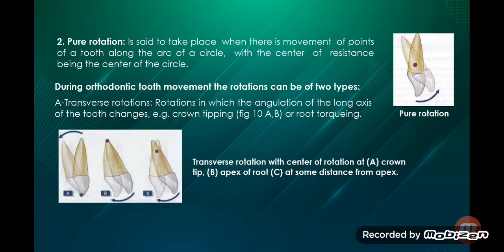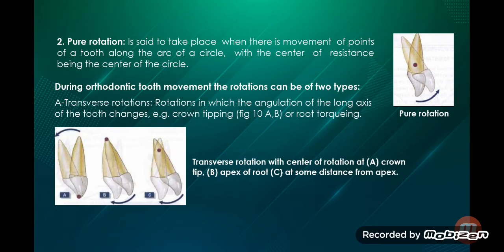Second, we have pure rotation. Pure rotation is said to take place when there is a movement of the points of a tooth along the arc of a circle, with the center of resistance being the center of the circle.